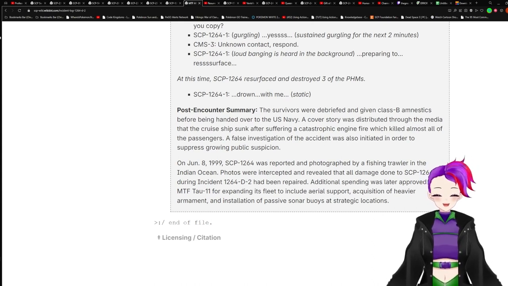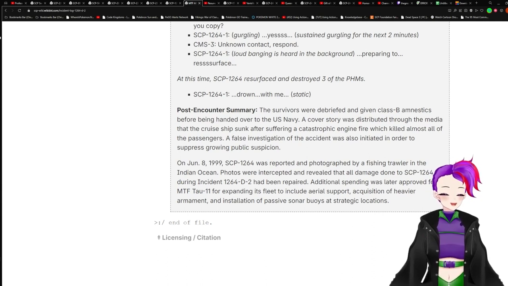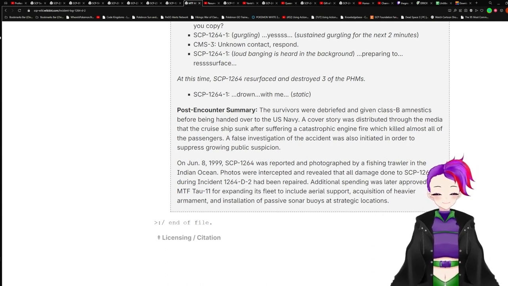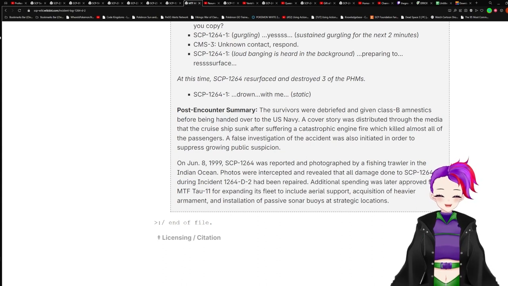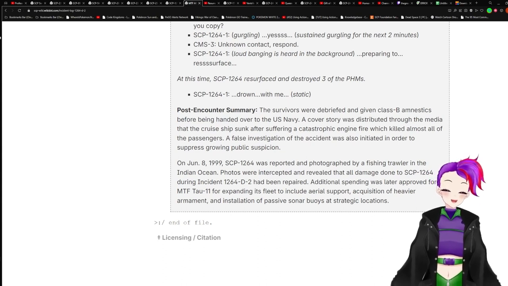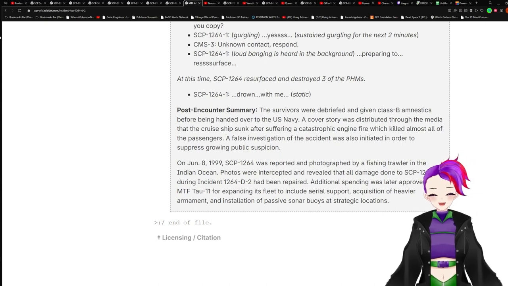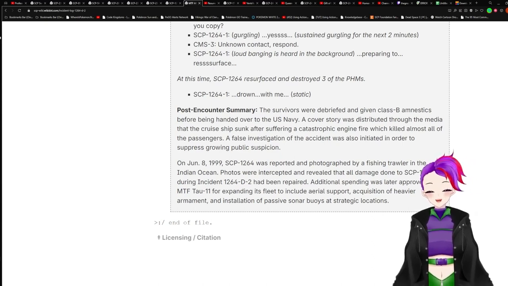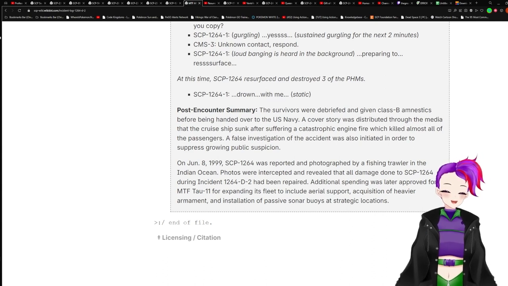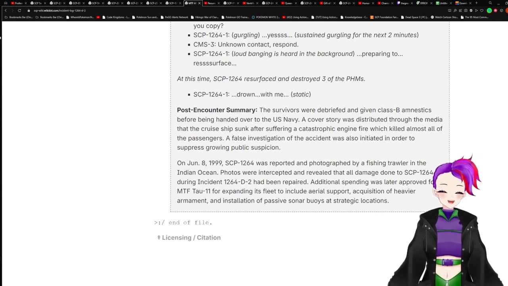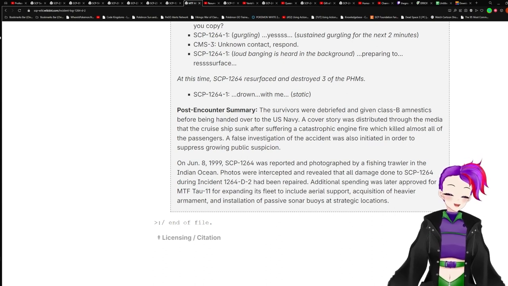On June 8, 1999, 1264 was reported and photographed by a fishing trawler in the Indian Ocean. Photos were intercepted and revealed that all damage done to 1264 during incident 1264-D-2 had been repaired. Additional spending was later approved for MTF Tau-11 for expanding its fleet to include aerial support, acquisition of heavier armament, and installation of passive sonar buoys at strategic locations.